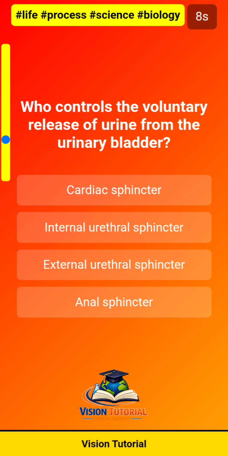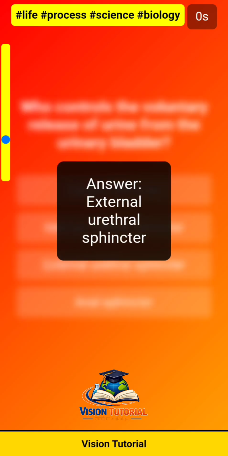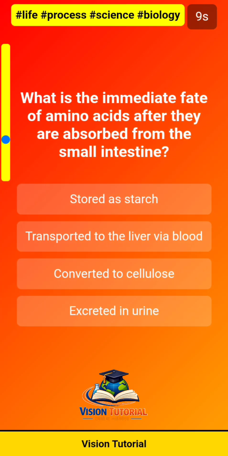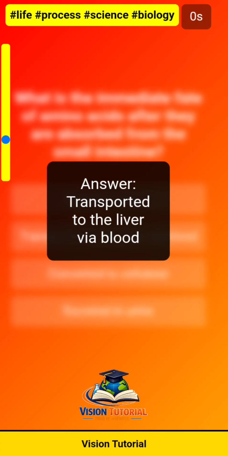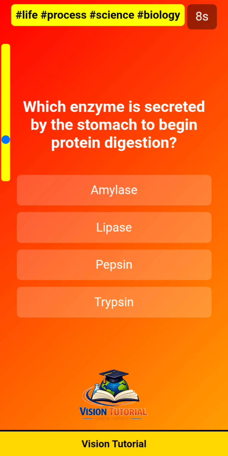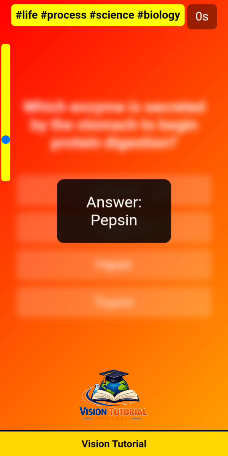The question is, who controls the voluntary release of urine from the urinary bladder? Answer: external urethral sphincter. The question is, what is the immediate fate of amino acids after they are absorbed from the small intestine? Answer: transported to the liver via blood. The question is, which enzyme is secreted by the stomach to begin protein digestion? Answer: pepsin.